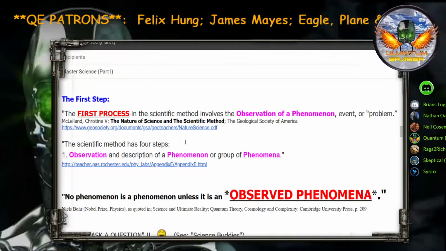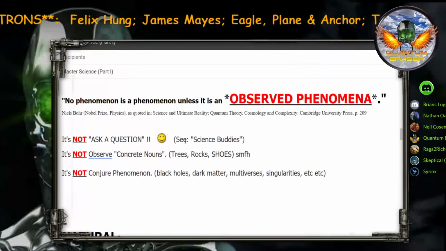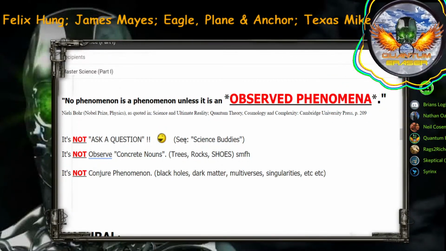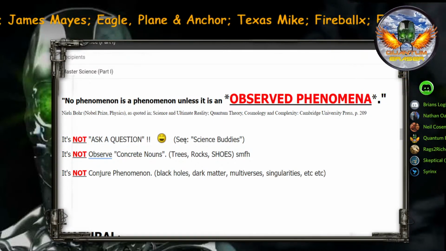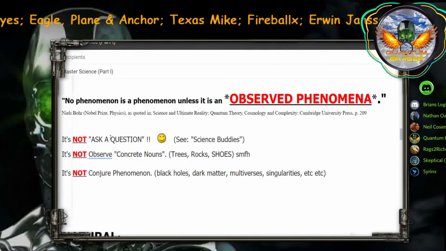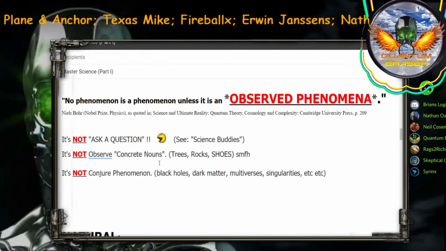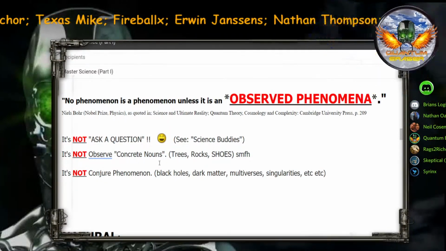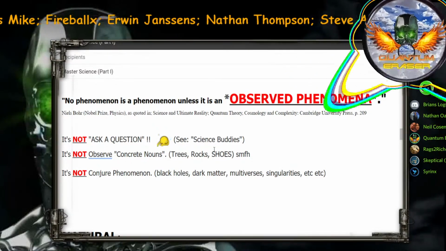You got to have your dependent variable. And remember from Niels Bohr, no phenomenon is a phenomenon unless it is an observed phenomena. You have to observe it. Right? It gets back to quantum mechanics. So, it's not ask a question, see Science Buddies, because that's where you got that from. You looked up scientific method, you saw Science Buddies, and you said, oh, the first step is ask a question. Well, no. That's not the first step of the scientific method.